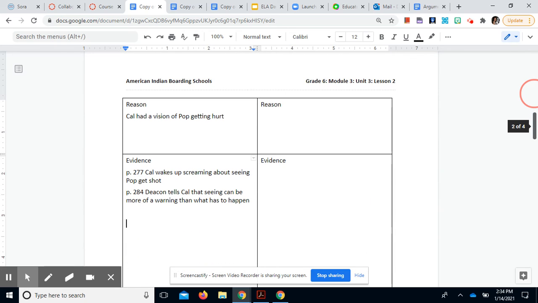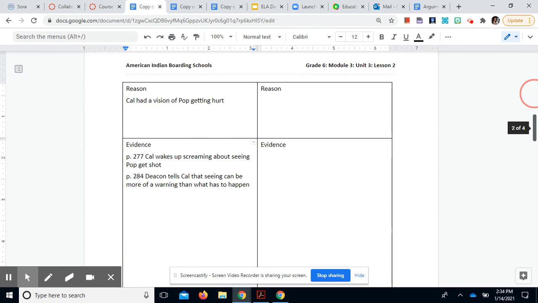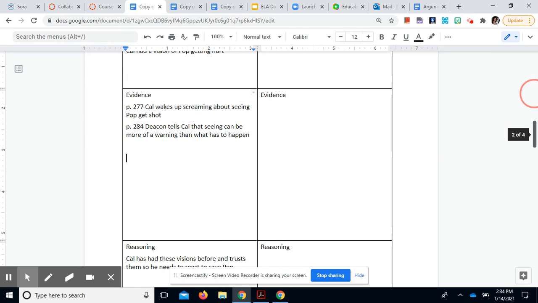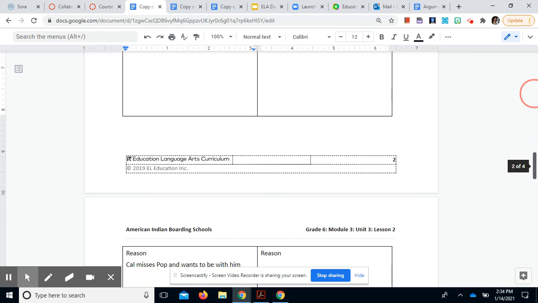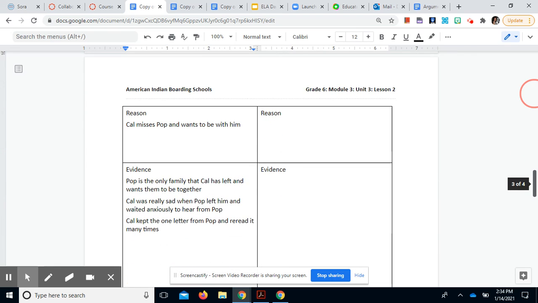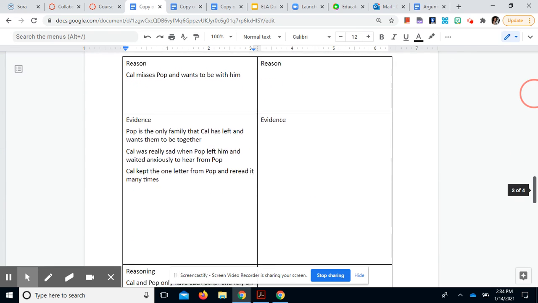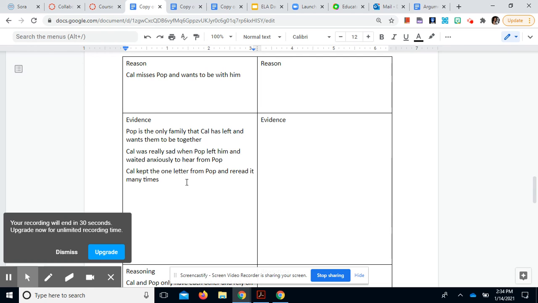We also said that Cal had a vision of Pop getting hurt, and that we had evidence for that, and that Cal has had these visions before and trusts them, and so he decides he needs to react and go save Pop. A third reason, Cal misses Pop and wants to be with him. We have evidence from throughout the book that Pop and Cal are the only family they each have. Cal was very sad when Pop left him. He waited anxiously to hear from Pop. He kept and reread the one letter that Pop sent.